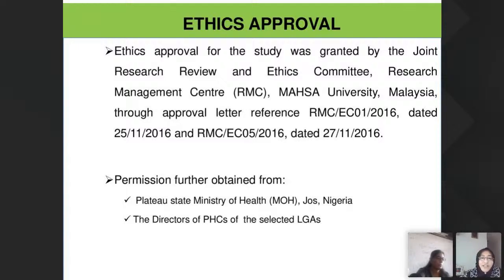For this study, the ethics approval was granted by the MAHSA University as well as the Plateau State Ministry of Health in Nigeria, and also the directors of the primary healthcare facilities of the local government authorities. So this must be ensured at the very beginning before you do your pilot study.